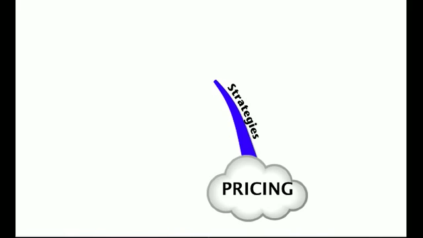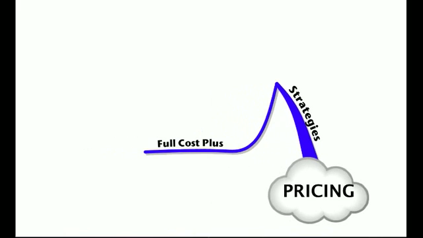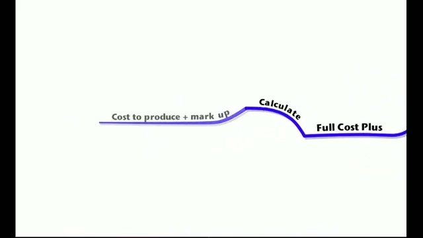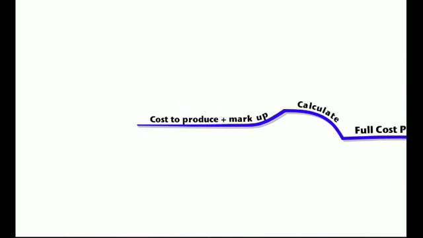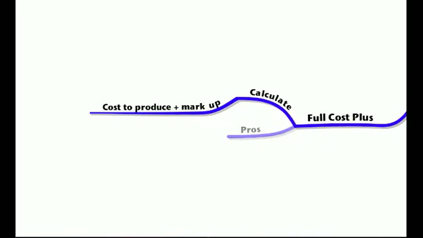So the first thing we looked at in this session was pricing strategies. What strategies can we have for pricing our products? We talked about full cost plus pricing. This is where we calculate our cost to produce and then we add our markup or our margin. So we have our cost to produce, what does it cost us to produce the product? And then we add our markup.